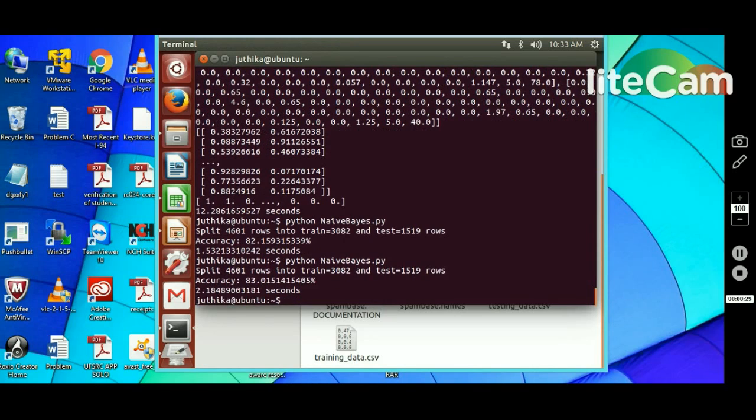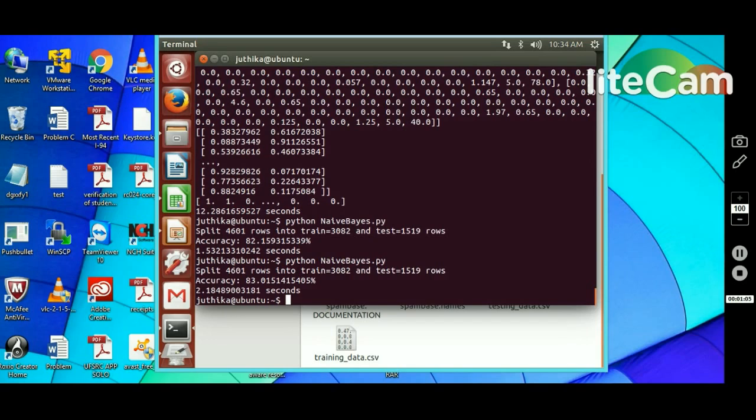So I'm using the UCI dataset due to its high volume of data, 4601 rows. It initially splits it into training and testing datasets in a ratio of 67 to 33%, as you can see. The accuracy of this algorithm came out to be 83.015%, and 2.18 seconds is the execution time, which is pretty good. Naive Bayes has good execution time as well as pretty good accuracy.